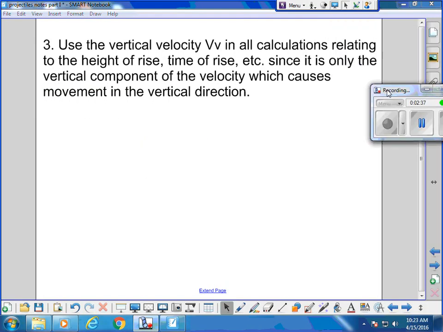Moving on. Use the vertical velocity VV in all calculations relating to the height of the rise, time of rise, anything having to do with the up and down movement. You use the vertical velocity VV. So once again, we're back into components. Since it's only the vertical component of the velocity which causes movement in the vertical direction, you have to completely separate vertical from horizontal. Okay?